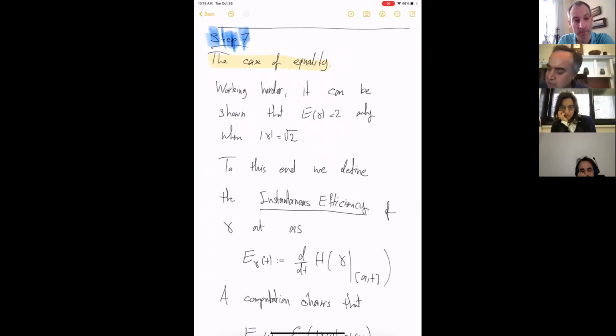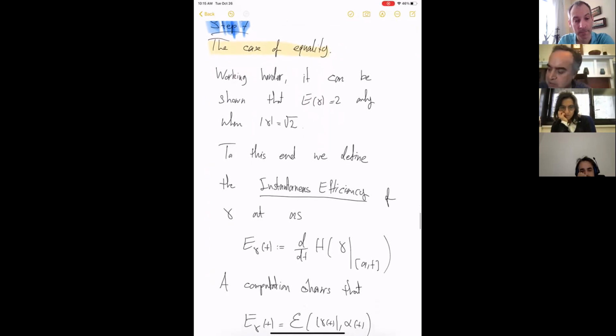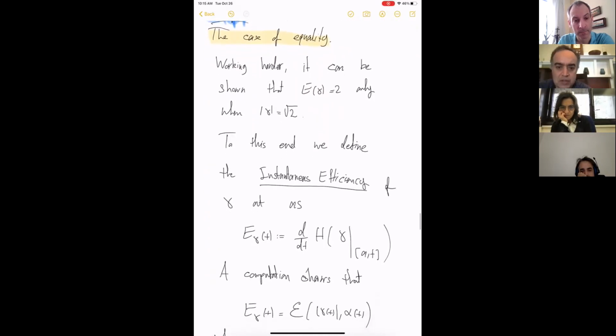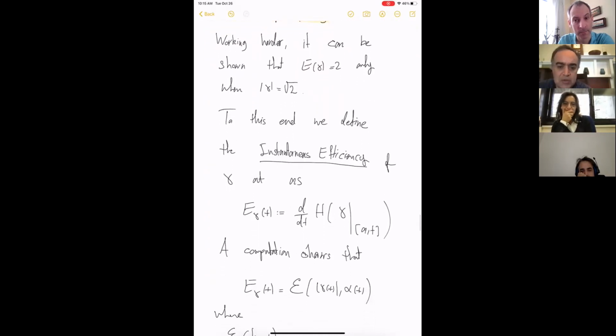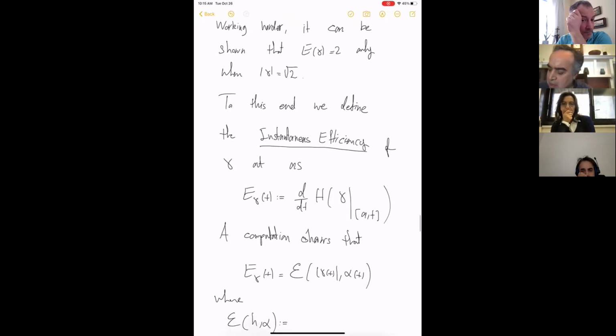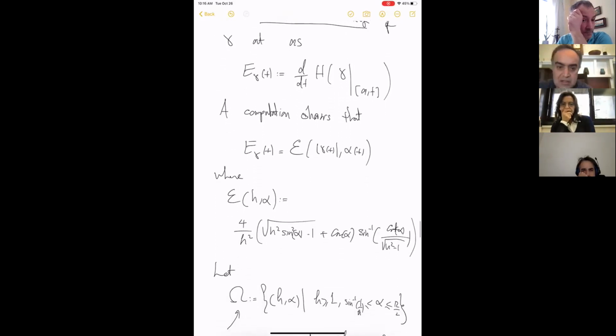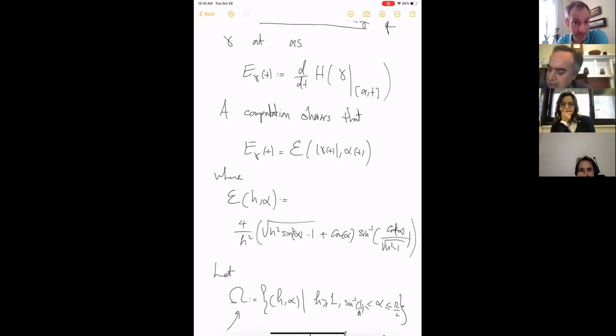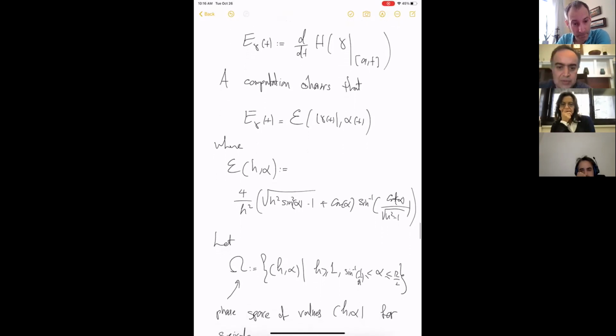To do this, you can define this notion. Let's call it instantaneous efficiency. Instantaneous efficiency is when you take the derivative of the horizon. So you have this curve, and you're moving along the curve, these vision circles sweeping some area. So it's just the rate of change of horizon that we can call the instantaneous efficiency. Now, if you make a computation, it turns out that the instantaneous efficiency is this function. Again, it depends only on the norm and the angle. And this function you can compute.